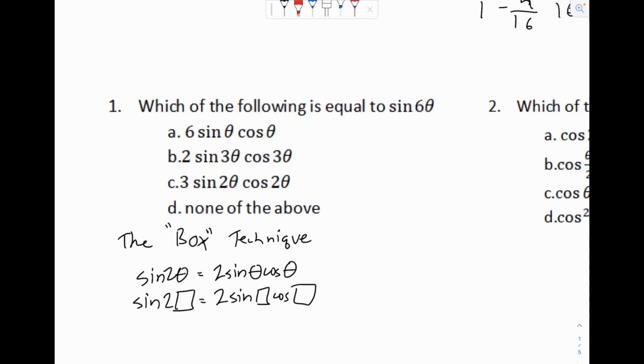The question is to deal with sine of 6 theta. So imagine this is 6 theta. Compare it to our box here. Well, if it's 2 times something is 6 theta, the box must be 3 theta. And there is your answer right there. That would be letter B.